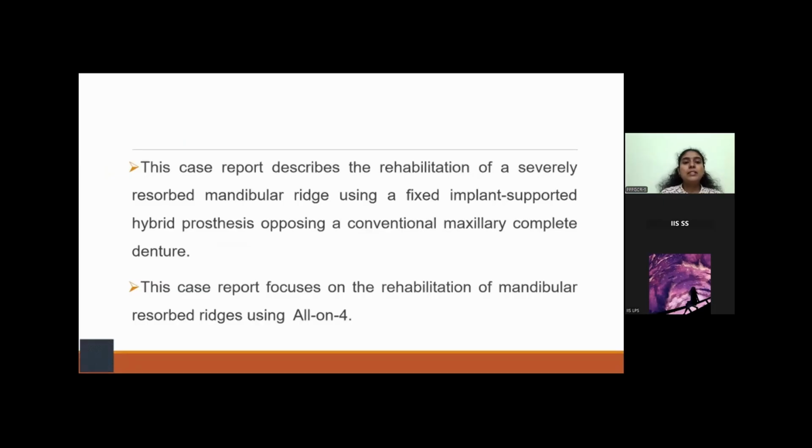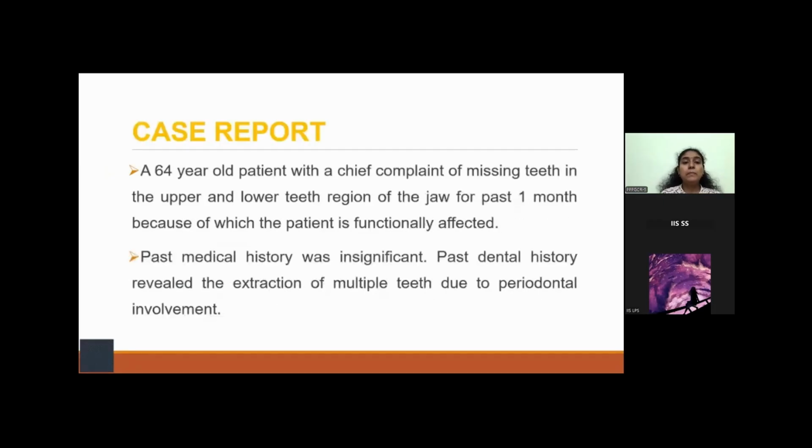So, case report: a 64-year-old female patient came to the department with a chief complaint of missing teeth in the upper and lower region of the jaw for the past 1 month, because of which the patient is functionally affected. Past medical history was insignificant, and past dental history revealed the extraction of multiple teeth due to periodontal involvement.